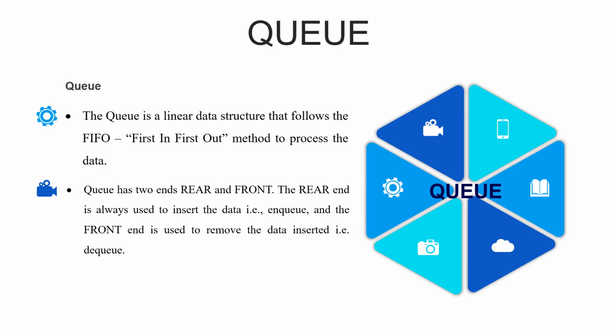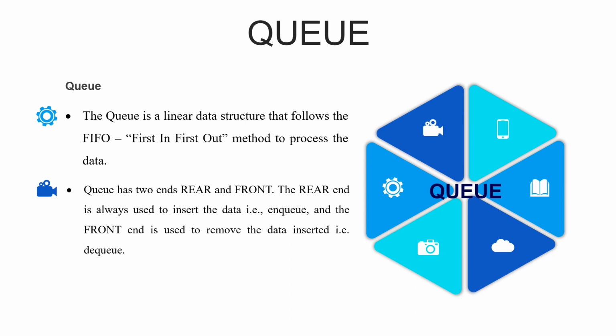Now let's learn what is a queue. A queue is a linear data structure that follows the first in first out method to process any of the data. And for doing so, the queue has two ends, that is rear and front. The rear end is always used to insert the data, and this process is termed as enqueue, and the front end is used to remove the data, that is dequeue.